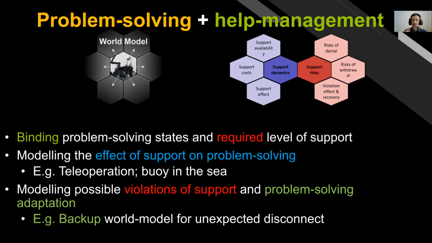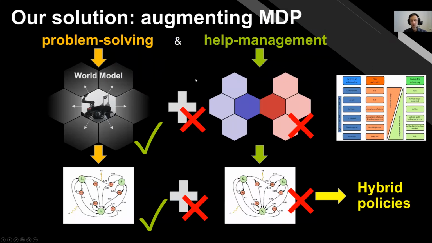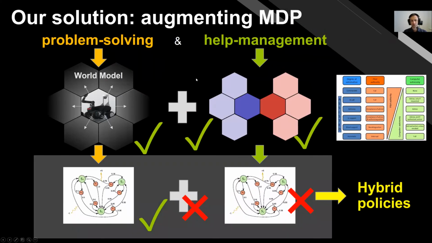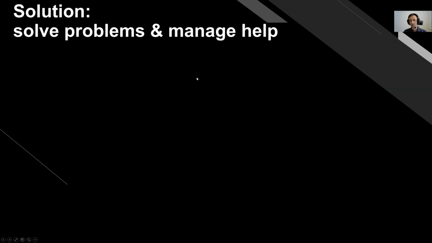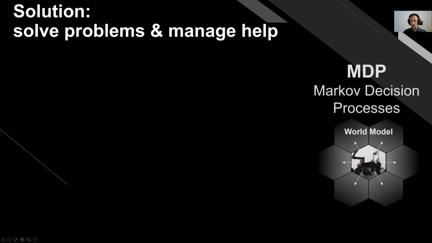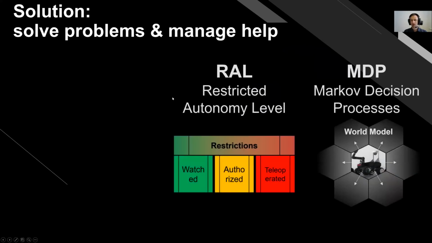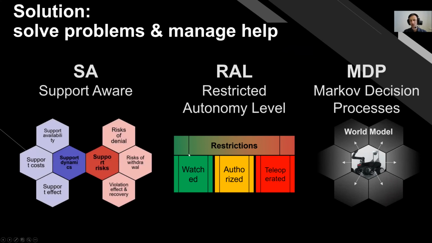And what we propose is to have a backup world model in case there is an unexpected disconnect. Okay, so now that we have covered the first bit, there is the more formal one. In that case, we take Markov decision processes restricted by autonomy level, which is basically a function that says, in every state of the MDP, this is the level of autonomy that you're allowed to be in or forbidden to be in, and then the support-aware dynamics, and we combine all of that together.